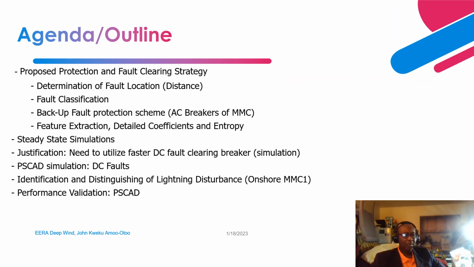As I continue with the outline, I'll present how the determination of the fault location is done. Then the fault classification part, utilizing machine learning algorithms. Next, I'll talk about the backup fault protection schemes utilizing the AC side breakers of the MMC converters. Next, we'll talk about the feature extraction, detailed coefficients and entropy as used in the fault detection process. Next, we'll talk about the steady state simulations, and I'll show you the parameters that were measured during the steady state simulation as per design.